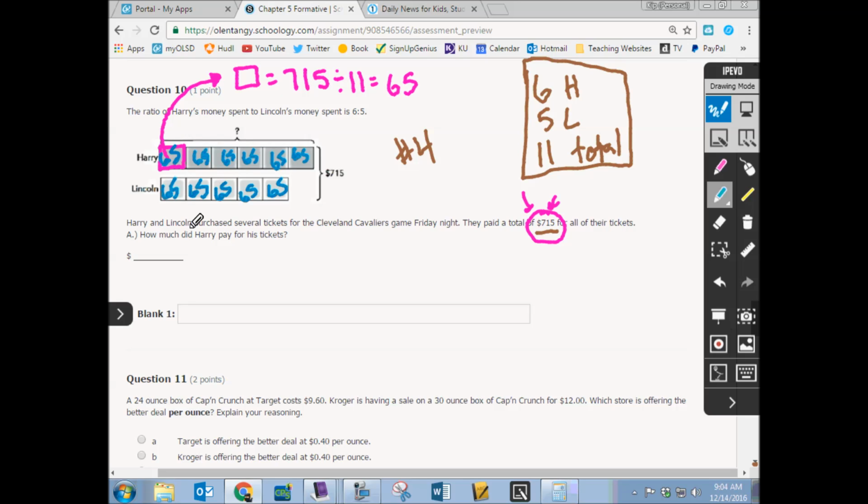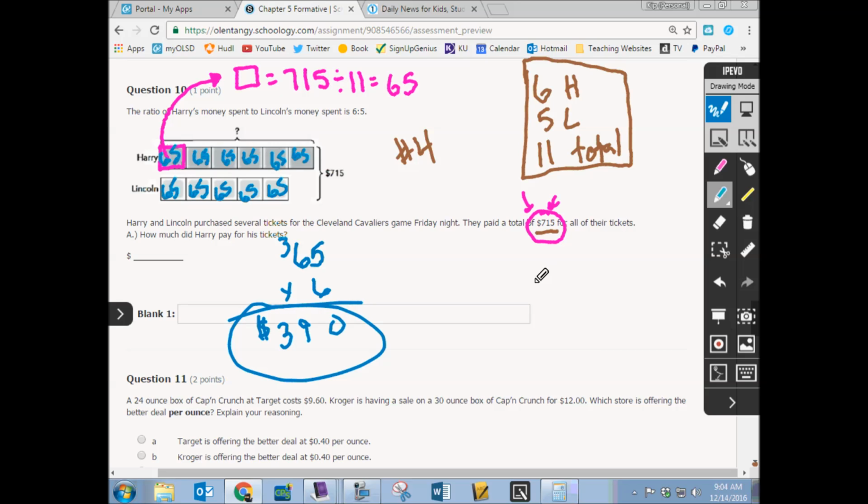Now let's answer the question. How much did Harry pay? Well, if Harry's got $65 in each box, and he has 6 boxes, wouldn't we just do 65 times 6? And wouldn't that give us $390? Okay, and there's your answer.